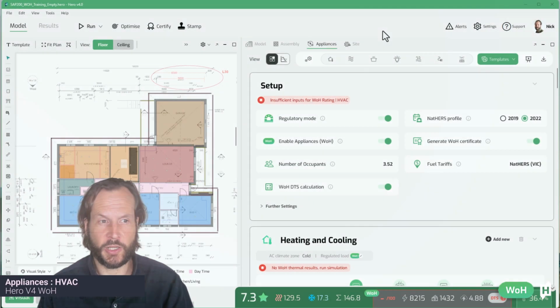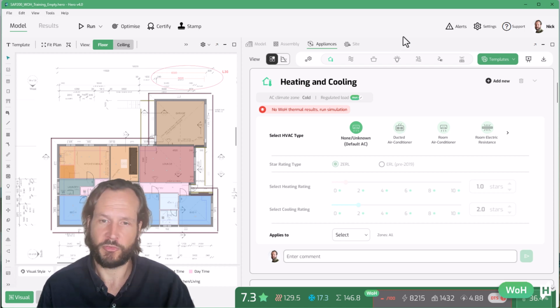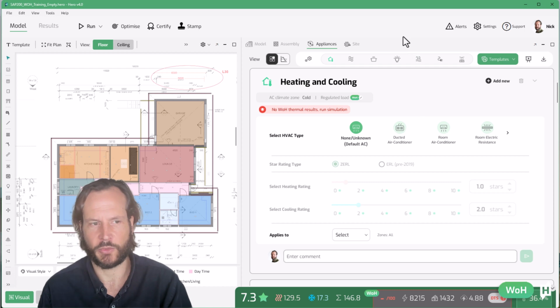The first category of appliances is heating and cooling, or HVAC. But before we get started into these HVAC types, we do need to talk about the input HVAC loads that feed into the heating and cooling appliance calculations. So for Whole of Home, your thermal fabric does affect your HVAC result. And so this is the category where improving the thermal fabric can improve your Whole of Home rating.